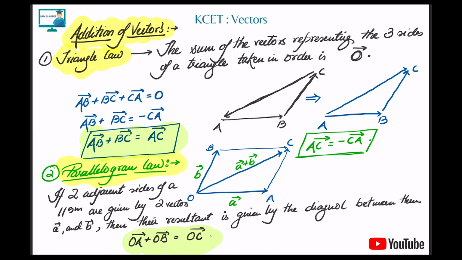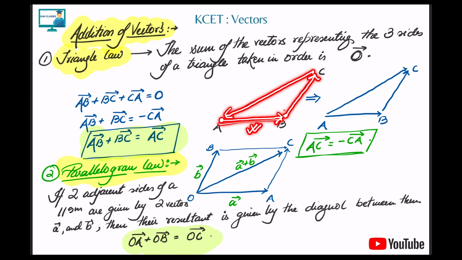Now coming to the part of addition of vectors. In addition of vectors, we have two things: one is the triangle law, one is the parallelogram law. What does the triangle law say? The sum of three vectors representing the three sides of a triangle, if you take them in a single order, will give you 0. Basically what it is saying is, I took the order. Now a lot of students don't understand the order. See, I started from here, ended here. Again where it ended, I started from there, again ended here. Again from where it ended, started from there and ended here. So this is in order.